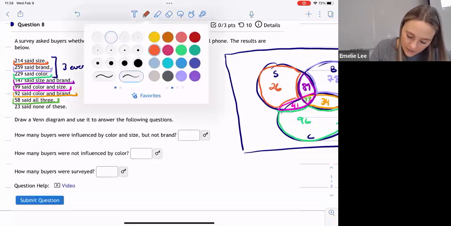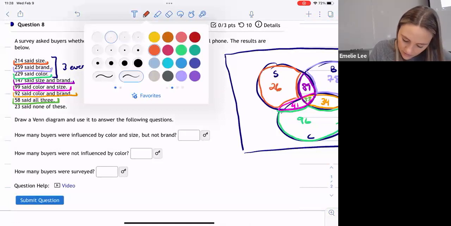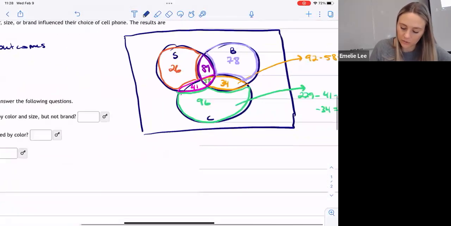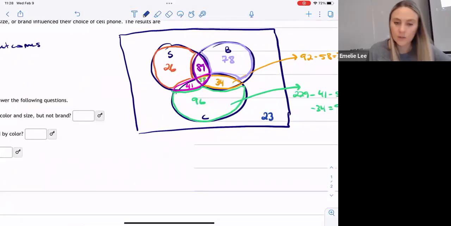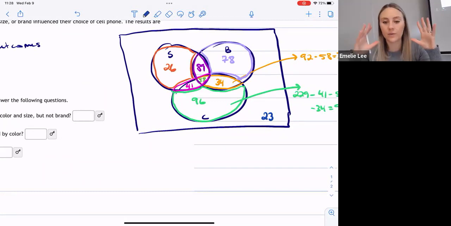And then finally, let's see here. What's a color I rarely use? This blue I never use. 23. Oh, it's lagging, but I put it in the sample space. So inside the rectangle, but outside of all those circles, because they probably said other or something else. So none of those.